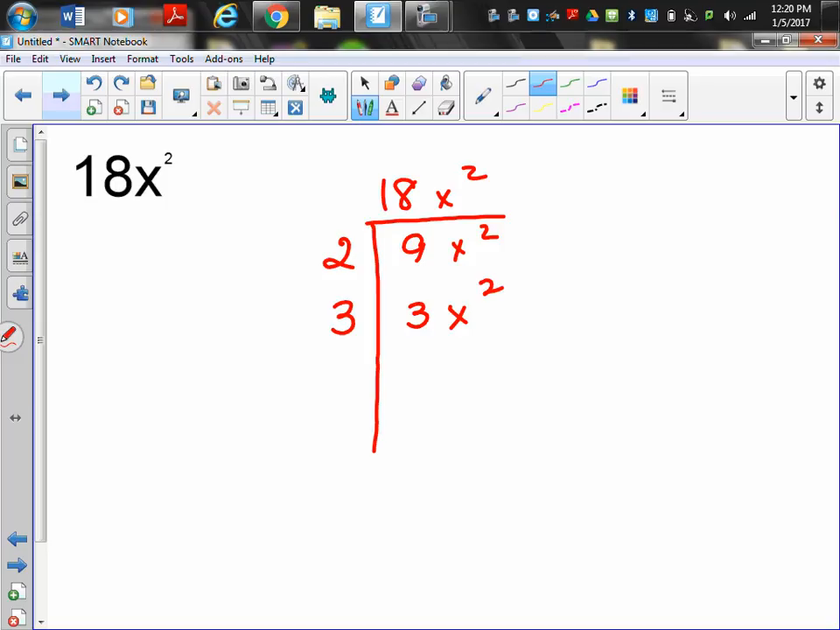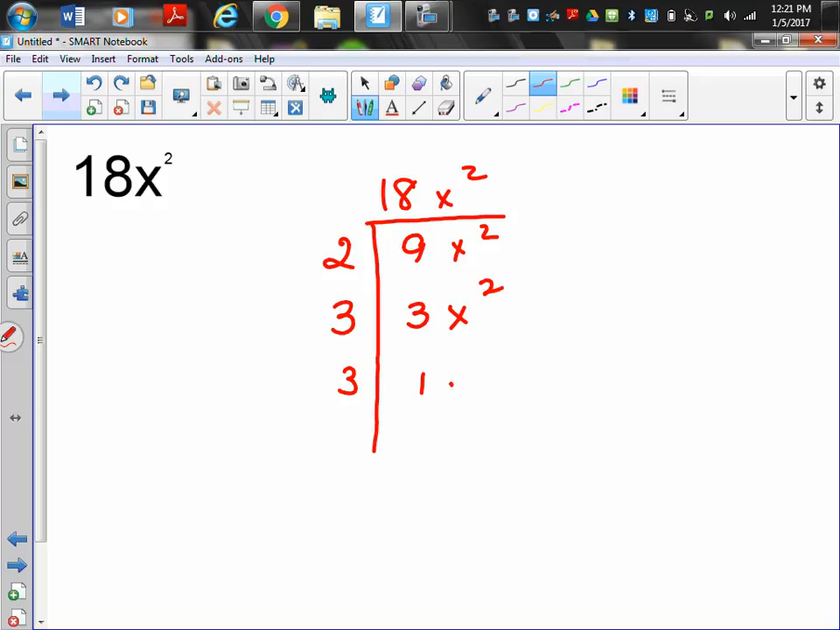Because you're looking at this, 2 times 9 is 18. So we're wanting to make the number above it. So 3 times 3 is 9. Now, what can I multiply to get 3? 1 times 3. So you're going to put your 3 and 1, because we're trying to get the prime factorization.